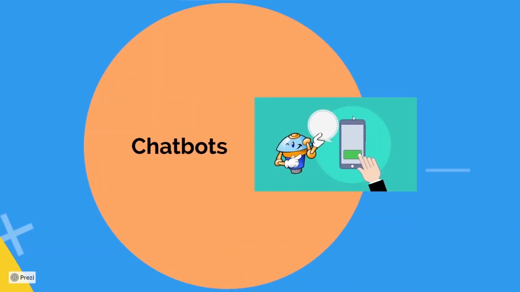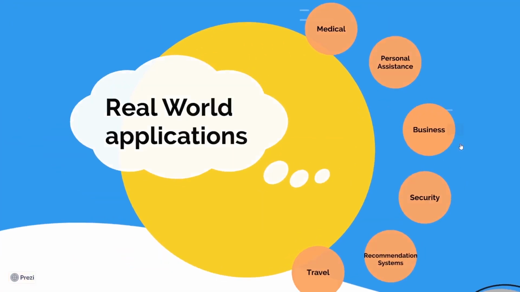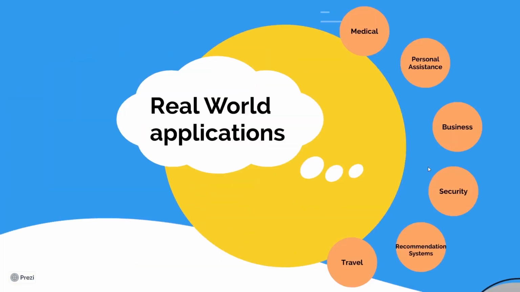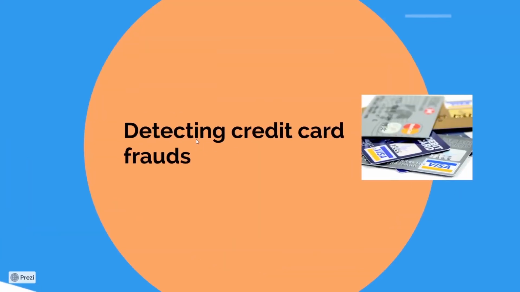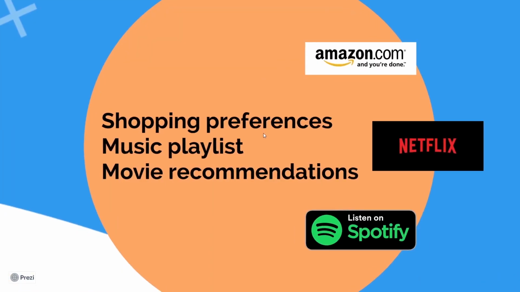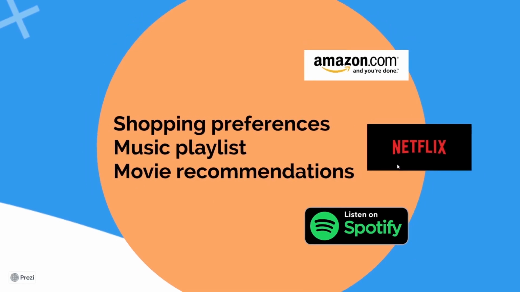Then we have personal assistants. We all know these days chatbots are quite famous. Then next we have the business fields, where we can predict our sales revenue for the next year and even the stock prices. These are some of the interesting applications of machine learning. In security, as I already told, detecting credit card frauds. We have even recommendation systems, which give us shopping preferences on Amazon, music playlists on Spotify, movie recommendations on Netflix. All these are ML applications which we use in our day-to-day life.